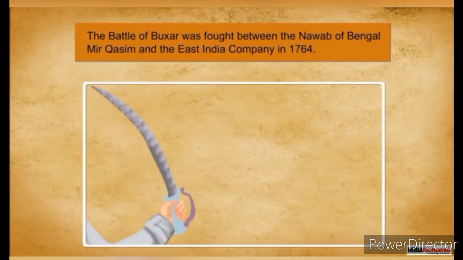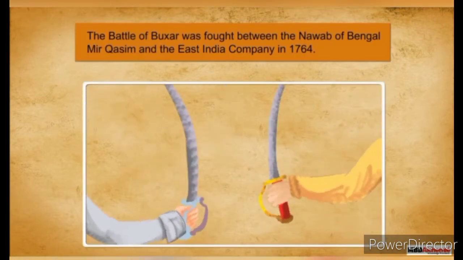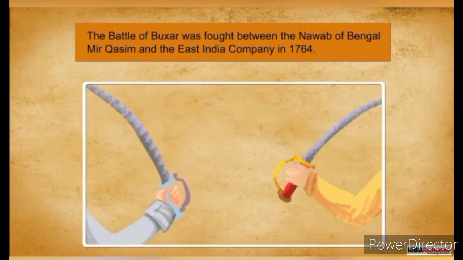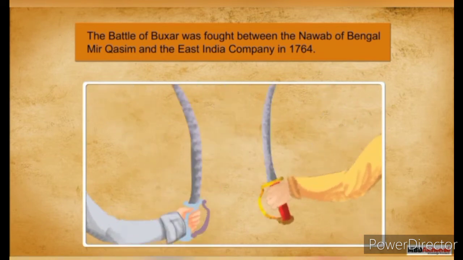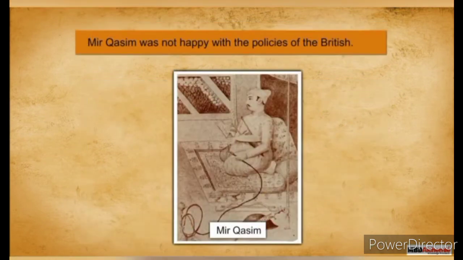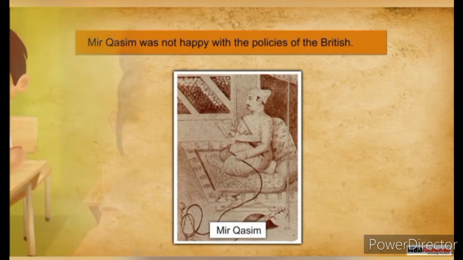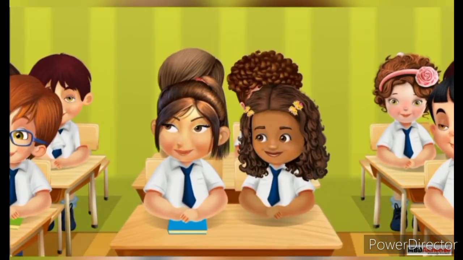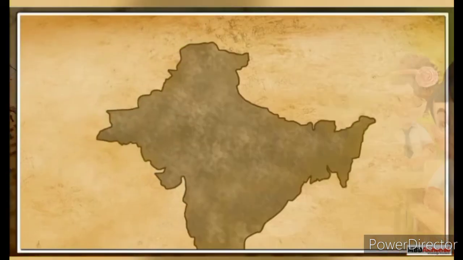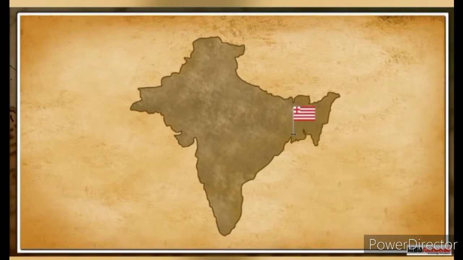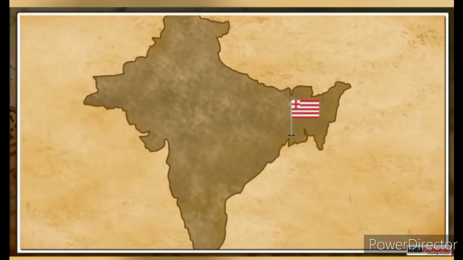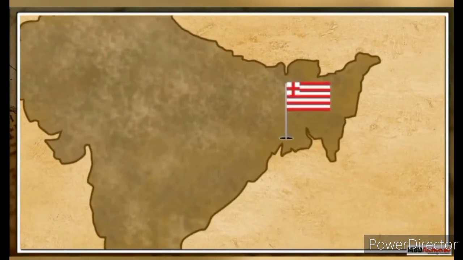The Battle of Buxar was fought between the Nawab of Bengal, Mir Qasim, and the East India Company in 1764. Mir Qasim was not happy with the policies of the British. Therefore, he launched a war against the British. What happened in this battle? Who won it? Again, the British emerged successful in defeating the Nawab of Bengal. Finally, Bengal came under the British rule.